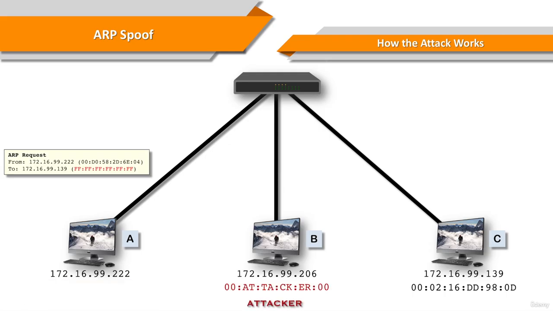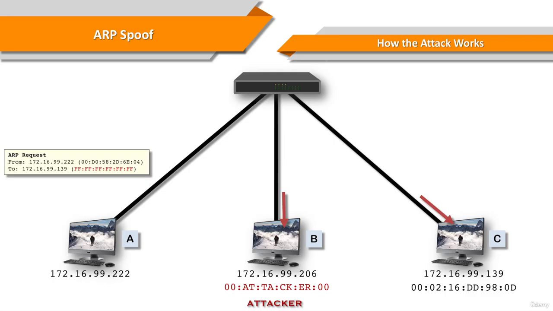Okay, so this is how the ARP spoof attack works. Computer A wants to talk to computer C. If the MAC address of computer C is not in the ARP table of computer A, it puts an ARP request onto the wire, which happens to be broadcast. This is the point where all the computers on the network get the ARP request.